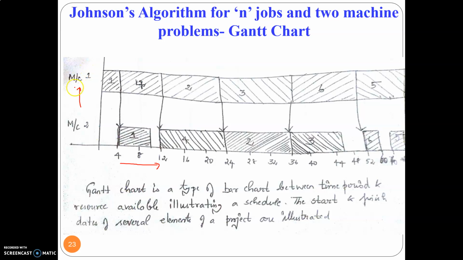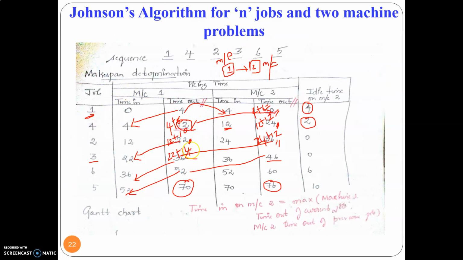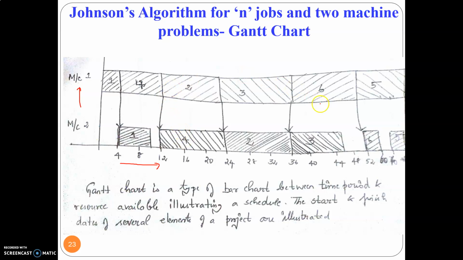If the y-axis represents the machine, it is known as a machine Gantt chart, and if the y-axis represents the job, it is known as a job Gantt chart. In the case of flowshop scheduling, we ideally use the machine Gantt chart. So in the y-axis we have used machines. Whatever we have seen here, we are going to represent as a graph, a type of bar chart, using a Gantt chart.